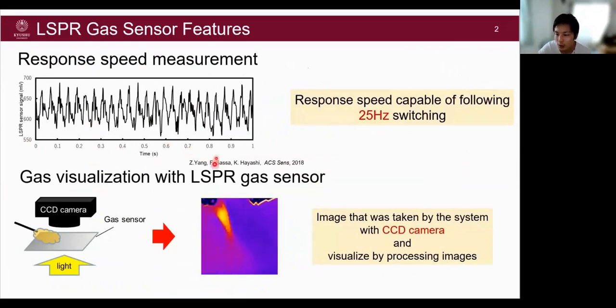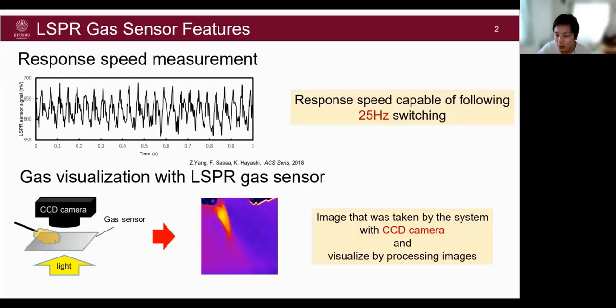Look at the top part of the slide. It has been confirmed that this sensor has a response speed that can follow the switching of air and gas at 25 Hz. The LSPR gas sensor has a fast response and recovery speed suitable for real-time visualization of gases.